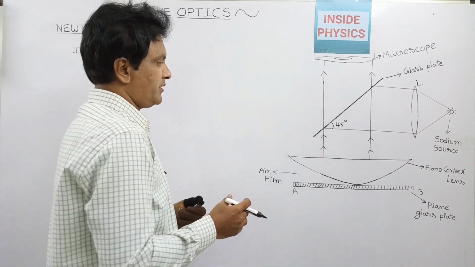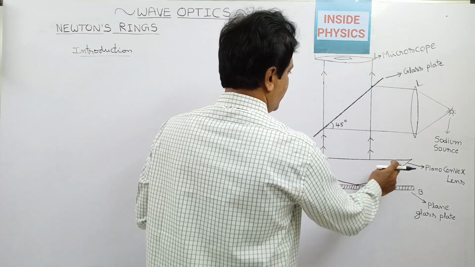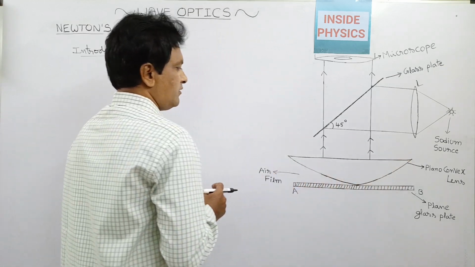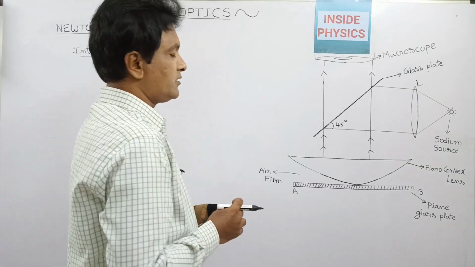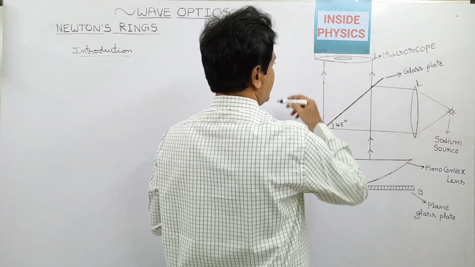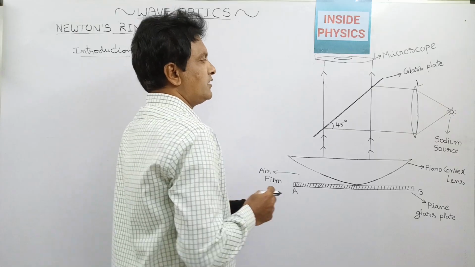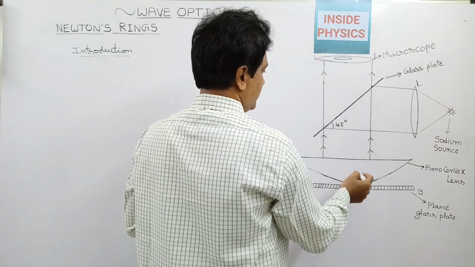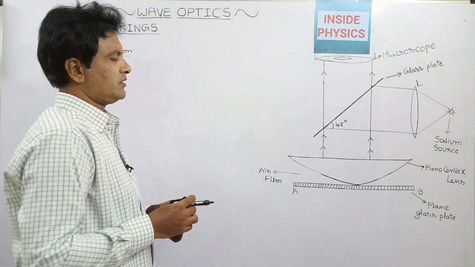Now we have an experimental setup here. This is a glass plate. This is a plano-convex lens of large radius of curvature. You know what the radius of curvature is? This curve, if extended as a circle, has a center here, that is called the center of curvature. The distance from the center to the circumference of the curve is called the radius of curvature.